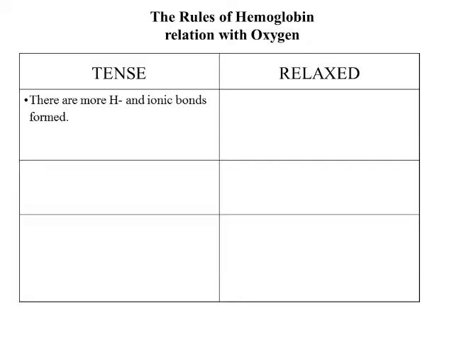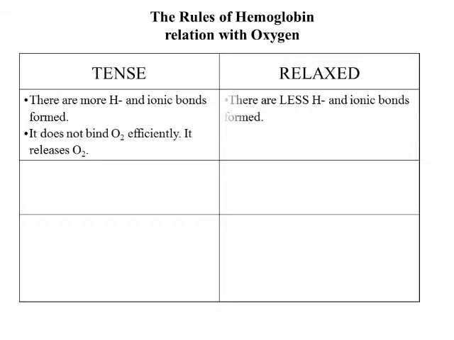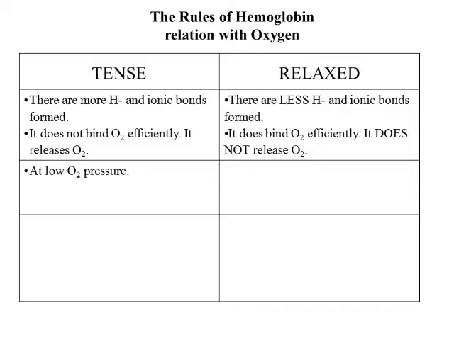One of the main things is that we have two conformations, tense and relaxed. Tense is the one that does not bind oxygen. Tense has more hydrogen and ionic bonds, more weak bonds, than the relaxed conformation. That's number one. That's why all those different factors, those different players, work on adding more weak bonds. The other thing about tense is that it does not bind oxygen, hence it releases oxygen. It's not a good oxygen binder. The exact opposite is the relaxed, with fewer hydrogen bonds and ionic bonds, and of course it binds oxygen very efficiently. Those are the two differences.